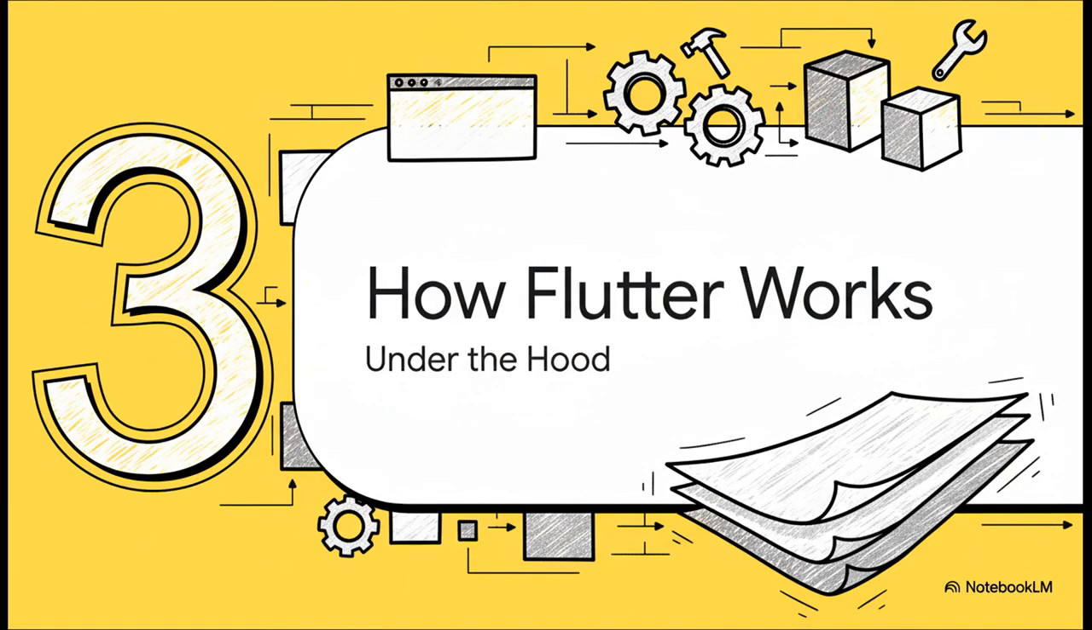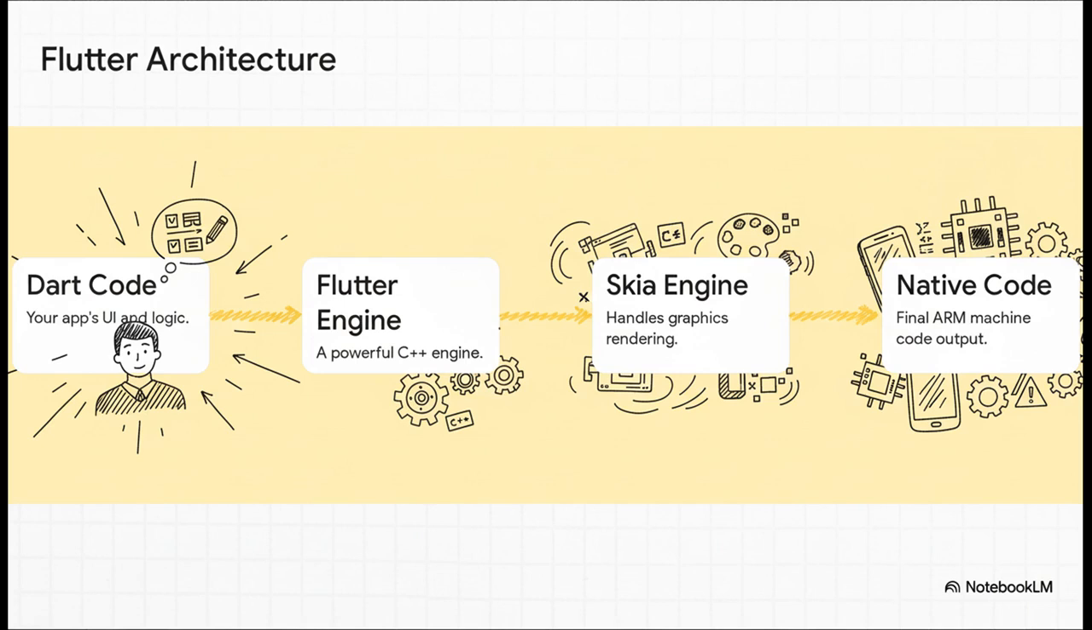All right, so that all sounds amazing in theory, but how does it actually work? Let's pop the hood and take a look at Flutter's core architecture. The process is actually pretty direct. As you can see here, it starts with you writing your app in the Dart language. That code then gets fed into Flutter's powerful C++ engine. That engine uses a super high-performance graphics library called Skia to literally draw every single pixel on the screen. The final result isn't some interpreted code. It's real native machine code, the exact same language that your phone's processor speaks. That's the secret sauce to its speed.